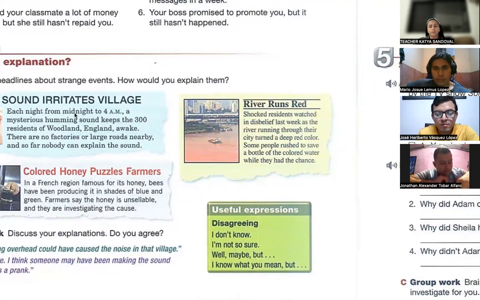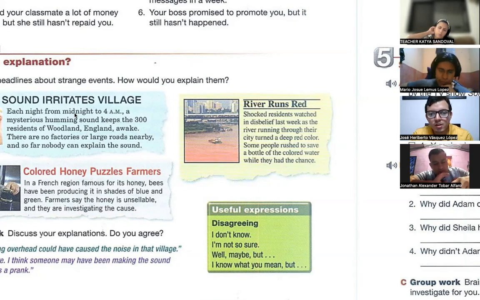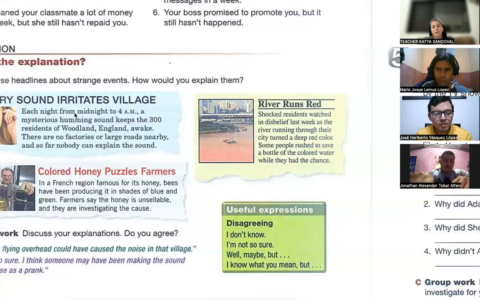Heriberto. Okay. River runs red. Shocked residents watched in disbelief last week as the river running through their city turned a deep red color. Some people rushed to save a bottle of the colored water while they had the chance. Okay, thank you so much.